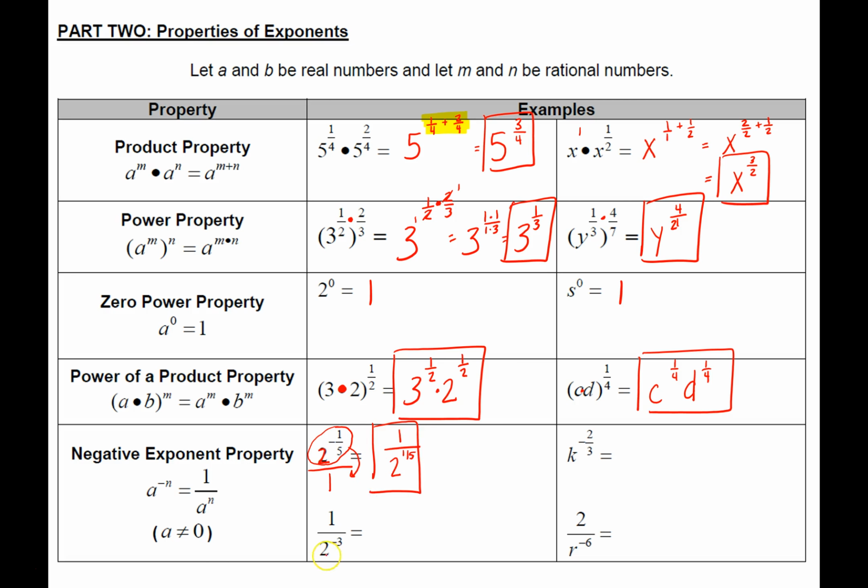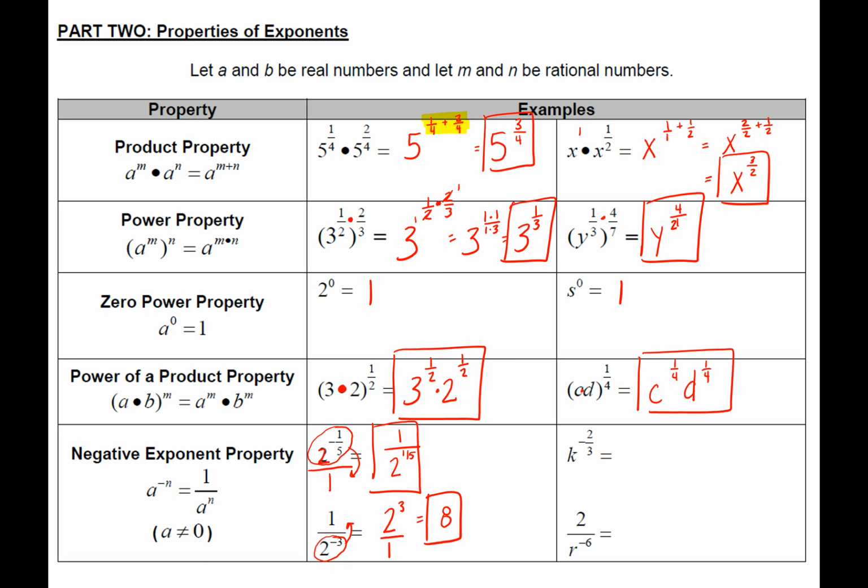In this bottom one, I have 2 to the -3rd in the denominator, so that negative exponent is going to make it come up to the top and be 1 times 2 to the 3rd. And I'm going to go ahead and simplify that to 8. It's all over 1, and that's my simplest answer there.